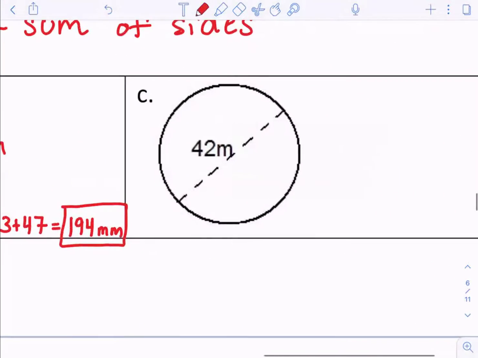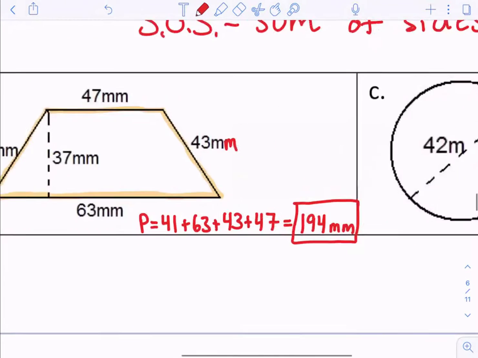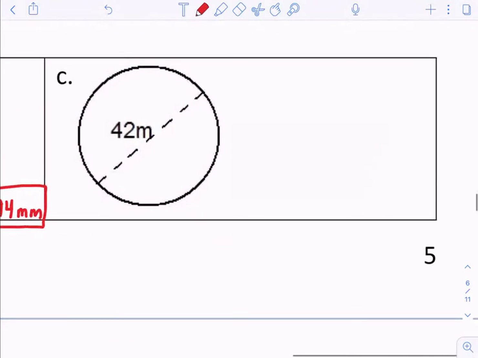And then, one last thing. Notice that the units are staying the same. It's not millimeters squared. It's just millimeters. We're counting how many in total.